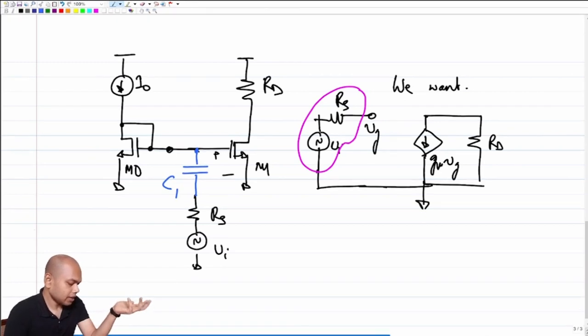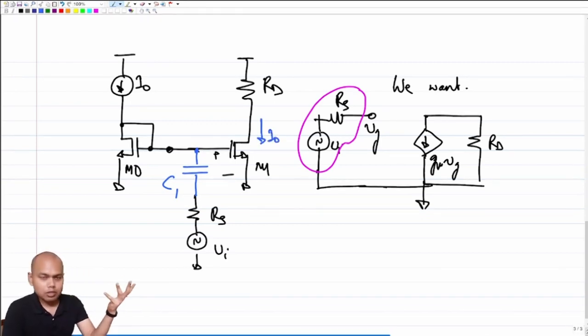So then, does it disturb the bias point of M0 and M1? Clearly, it does not, right? Because all of I0 still flows into M0, creating the appropriate voltage at the gate of M1, which is required to set up the current of I0 in M1. So this current still remains I0. So this is good news, right? This is as far as the biasing picture is concerned.